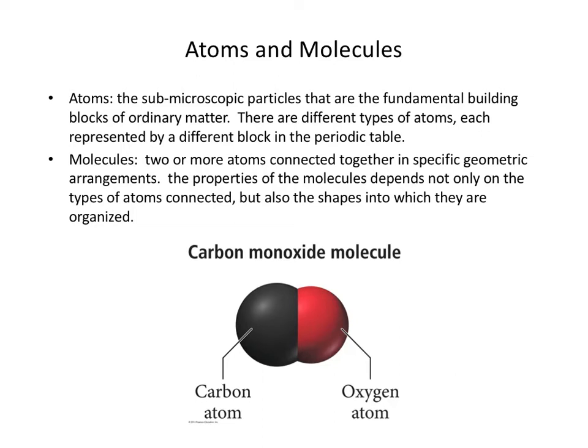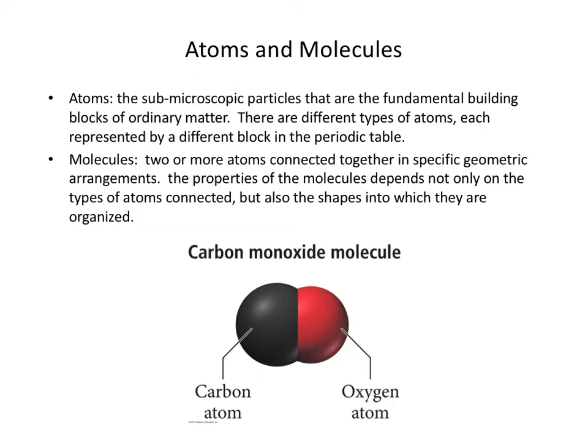Okay, first a couple of definitions that I think most of us are probably pretty familiar with. Atoms are the submicroscopic particles that are the fundamental building blocks of ordinary matter. And of course there are different types of atoms. Each one is represented by a different block in the periodic table, so there are a finite number of atoms.